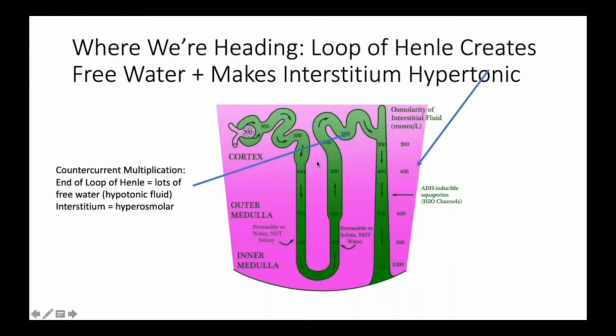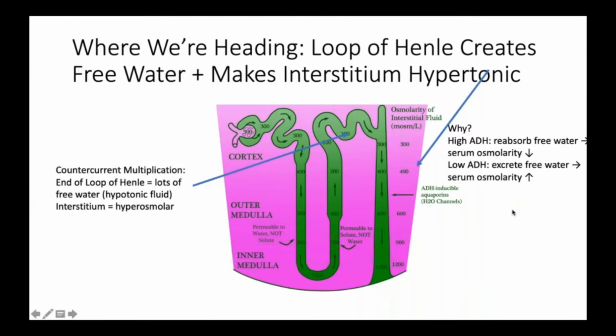Okay, so this is our goal of what we're going to explain. By the end of the loop of Henle, we have lots of free water and the interstitium is hyperosmolar. That's the key. Cool? And so why? The reason is that by the time we get to the end of the distal convoluted tubule, now we have a choice because we have really hypotonic fluid. If I have high ADH, I can reabsorb the free water because I have hyperosmolar interstitium. But if I want to get rid of free water, I can do that by having low ADH, and then I'm not able to reabsorb that free water. So this is the whole point of what we're talking about. Questions about where we're headed?